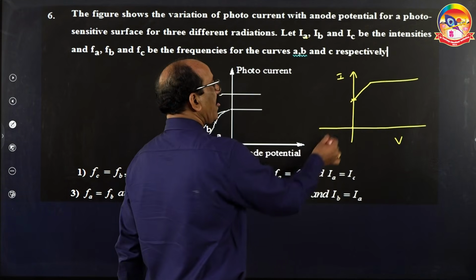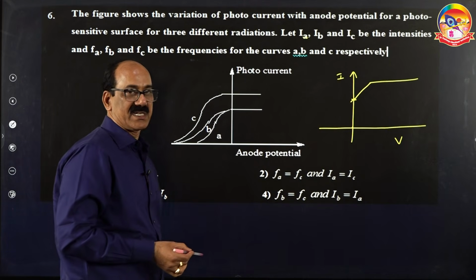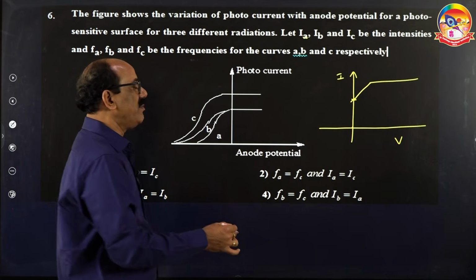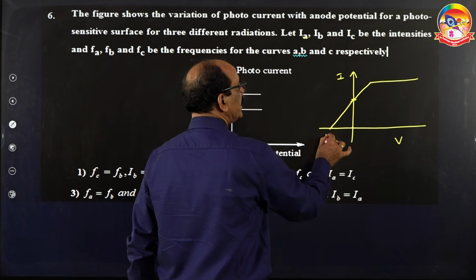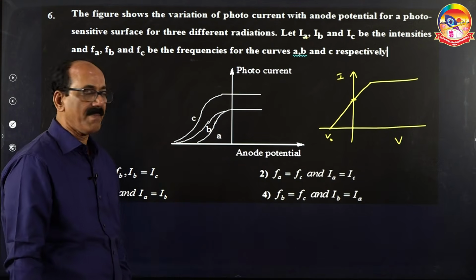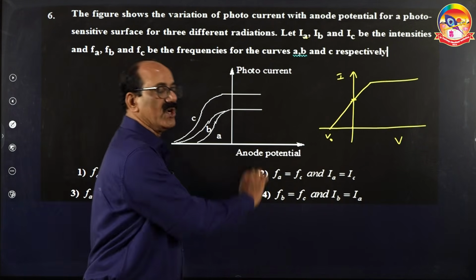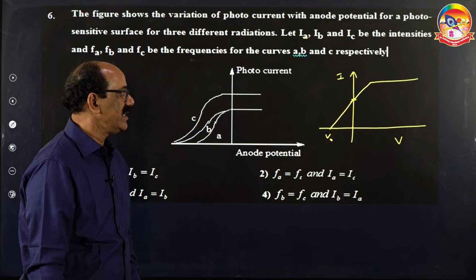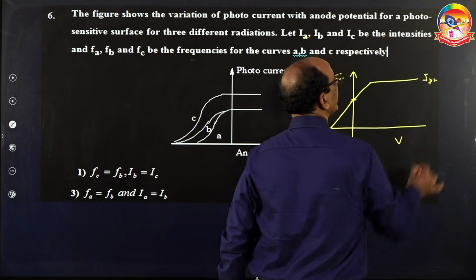And if you reduce the potential, applying a negative potential to the collector or positive potential to the emitter, then photocurrent goes on decreasing and becomes 0. This potential at which the photocurrent becomes 0 is called the cutoff voltage, or stopping voltage. So this saturated current depends upon the intensity of the radiation.